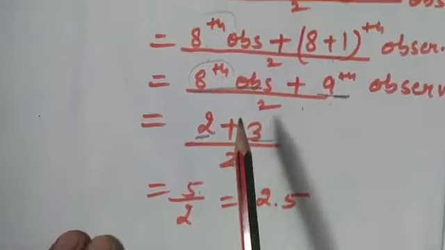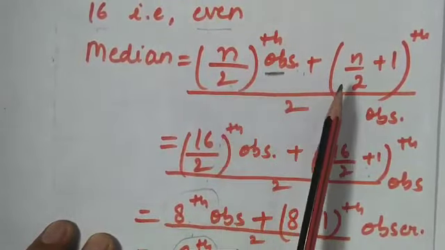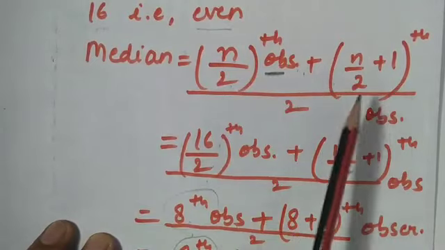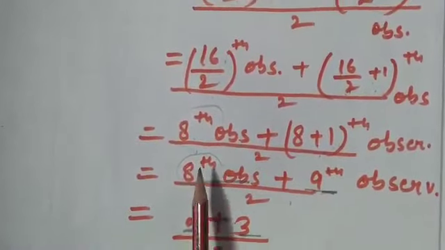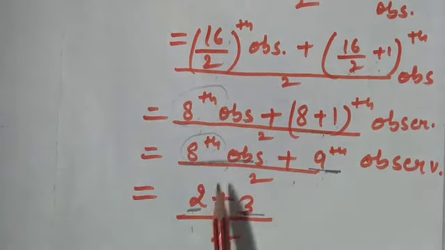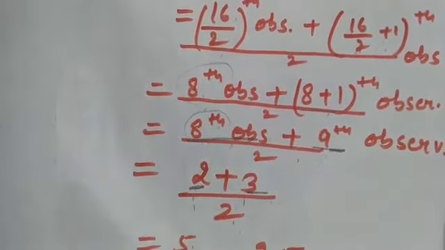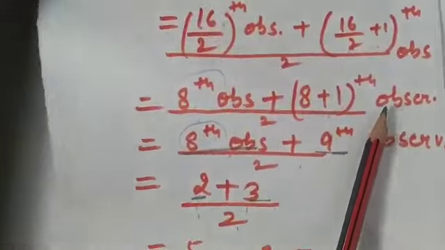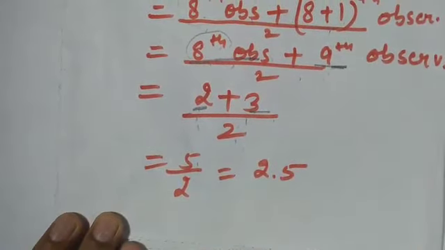Here the number of observations is even, so I have applied this formula, (n/2)th observation plus (n/2 + 1)th observation, whole divided by 2. Then I solved it. The 8th observation, which you have to count from the ascending order, is 2, and the 9th observation is 3. So 2 plus 3, 5 by 2, gives you 2.5. So 2.5 is the median of the required data.